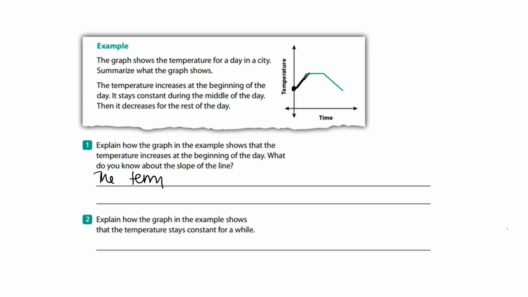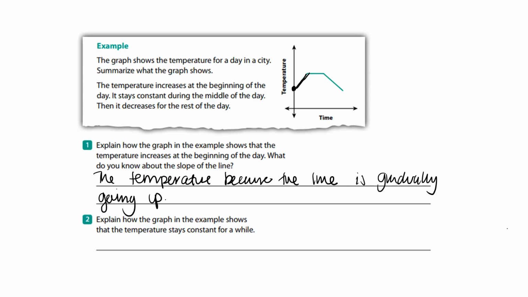The temperature increases because the line is gradually going up. The slope of the line is positive.